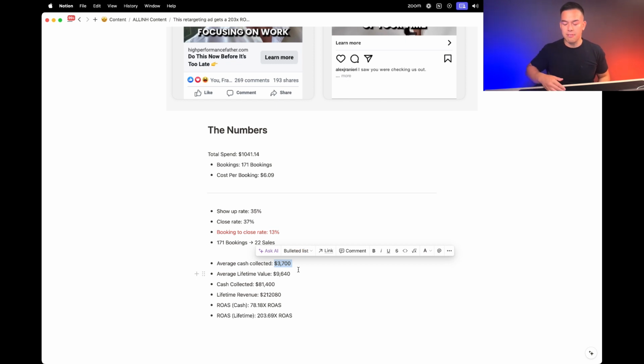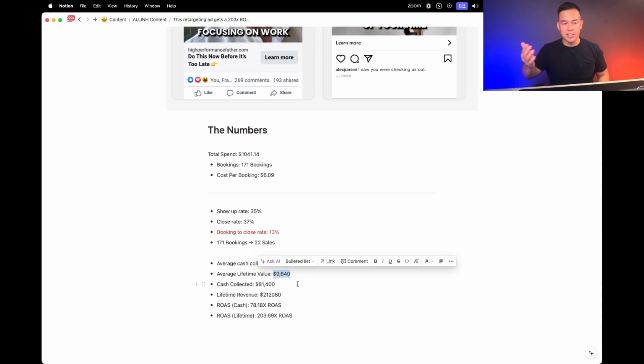Some people pay $6,000 upfront, some people pay $12,000, some people do $1,000 down, whatever it is. So statistically, on average, this is the average collected. The average lifetime value that we collect from all the payment plans and refunds, etc., is $9,640 out of the $12,000. That means, I'm going to show you some really cool math.